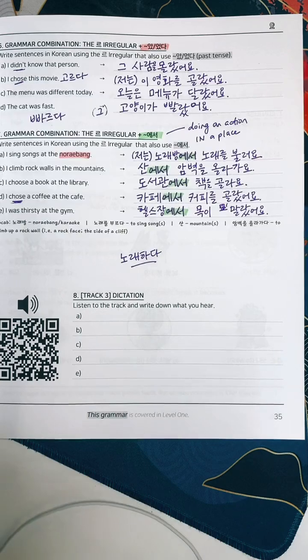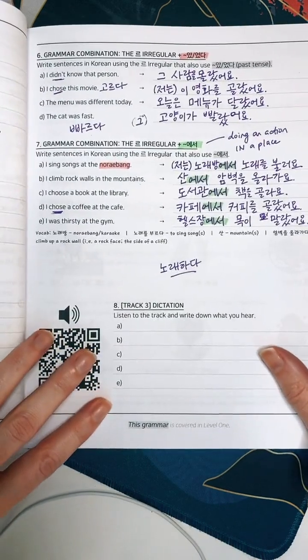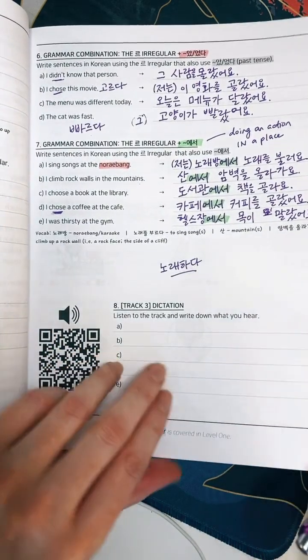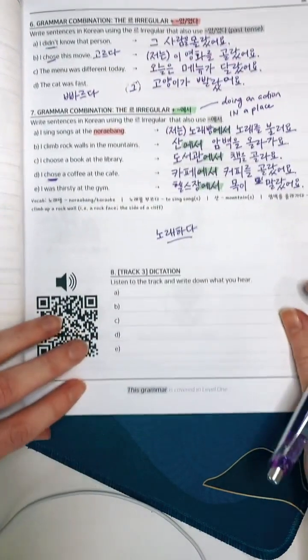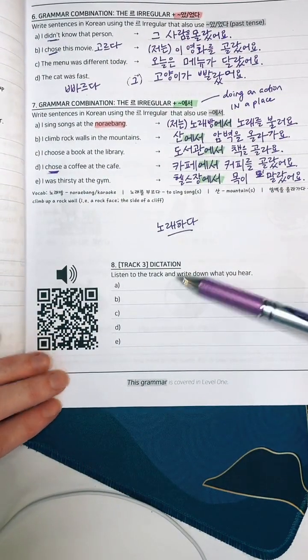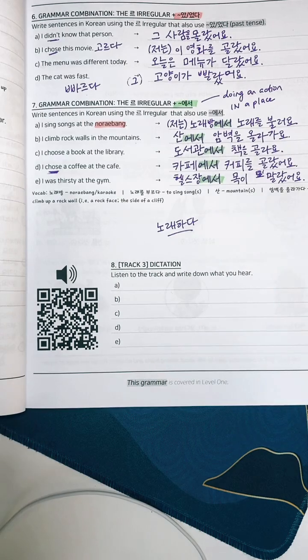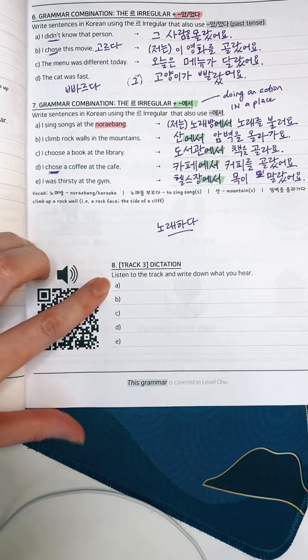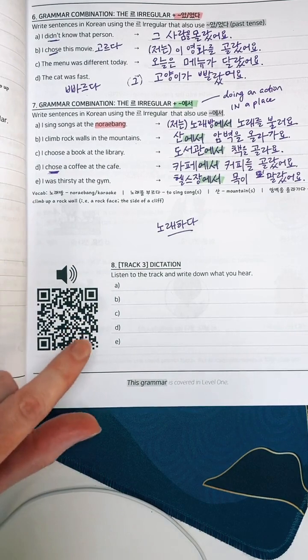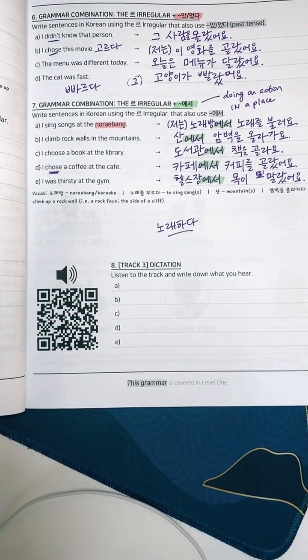All right. So that brings us to the end of this chapter. We do have a final dictation exercise. I won't do it in this live stream, but if you do get the book, make sure you do these dictation exercises. They're really good practice for your listening skills.